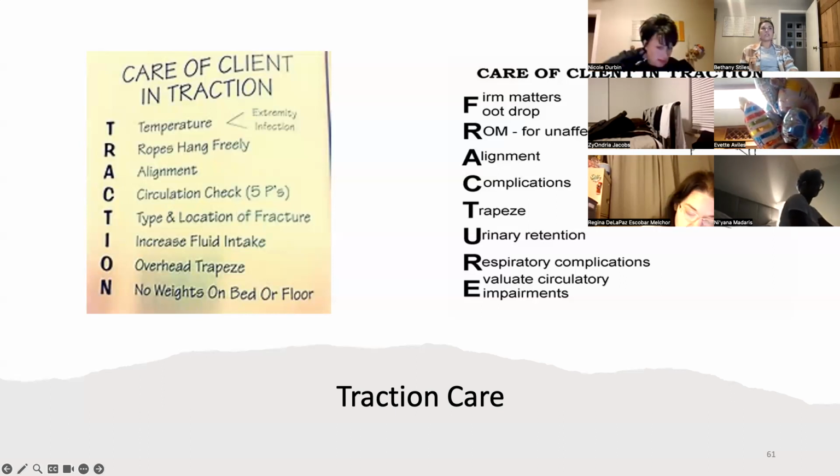So the other one that we use is fracture. So we want to make sure that they're on a firm mattress, that we're preventing foot drop. We also want to do range of motion for those unaffected extremities so that we're not getting stiff from laying in bed. Making sure that we're in alignment, watching for those complications. Like we said before, using a trapeze, watching for urinary retention, respiratory complications, and then evaluating our circulation. So those are your two mnemonics for traction care.